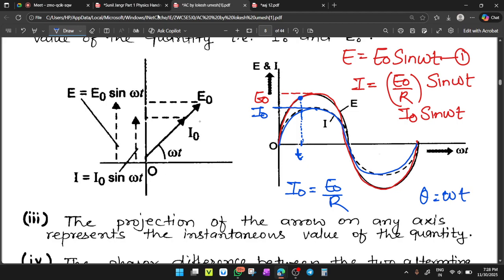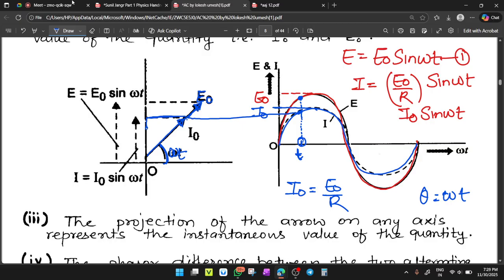Okay, so plot the value of current. Current has less amplitude. So this phasor of current has a maximum value of I naught with an angle omega t. Omega t is the angle traveled in t seconds. Clear? And E0 has a larger value, so its phasor will be longer. Now at that instant, like here at time t, the instantaneous value is given by the perpendicular component of this current.